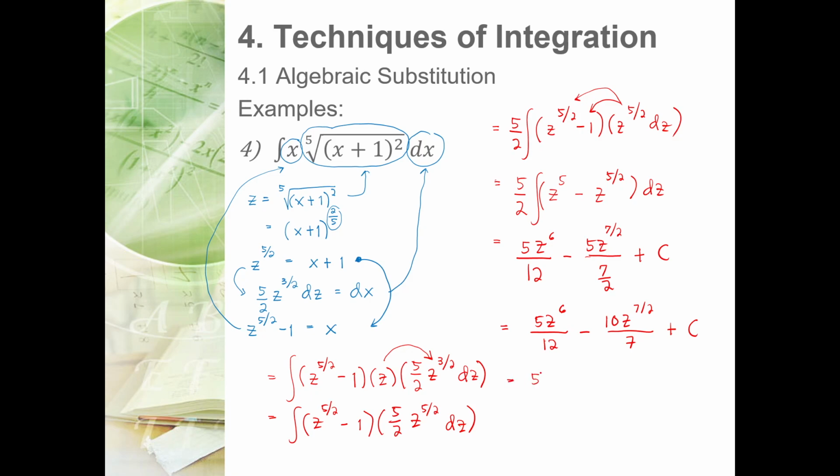So in replacing your z, since your z is the square root, we write it out here so that we can appreciate the process. So this becomes x plus 1 to the 2 fifths, right? And then to the power of 6 all over 12 minus 10.